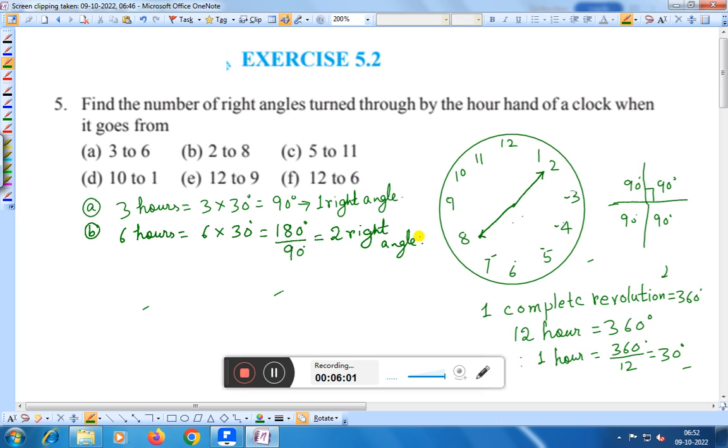Right? That means if it goes from 2 to 8, we are getting 2 right angles. Find the number of right angles turned through by the hour hand of a clock when it goes from 2 to 8, that is 2 right angles.